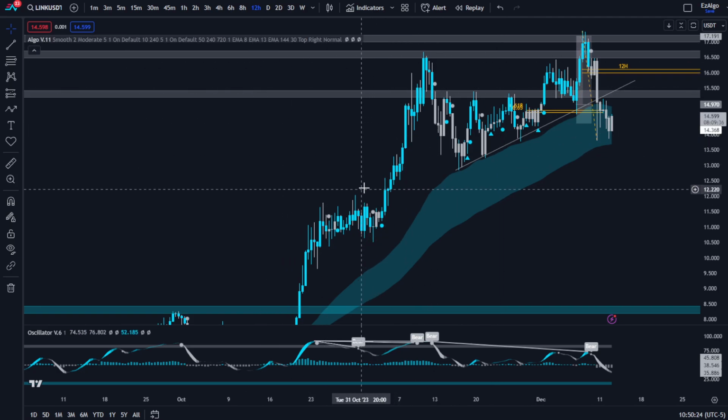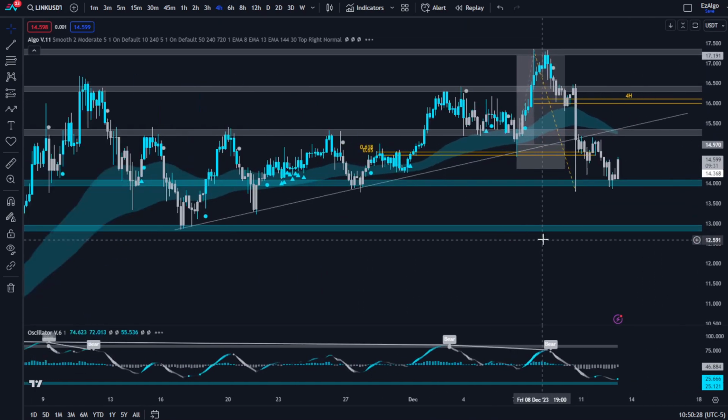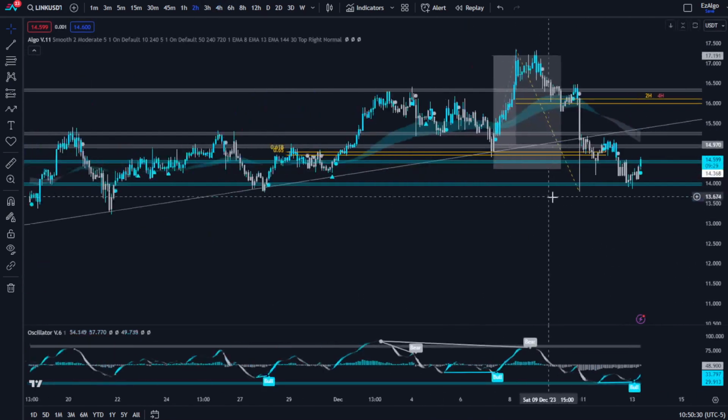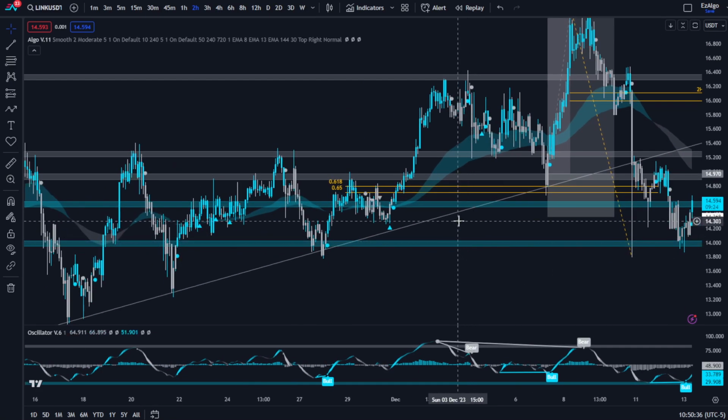But we're holding the trend cloud. We're seeing higher highs and higher lows. That tells me that longs are valid on a lower time frame. And I think I went to the 2 hour time frame on this trade in particular to get the entry.